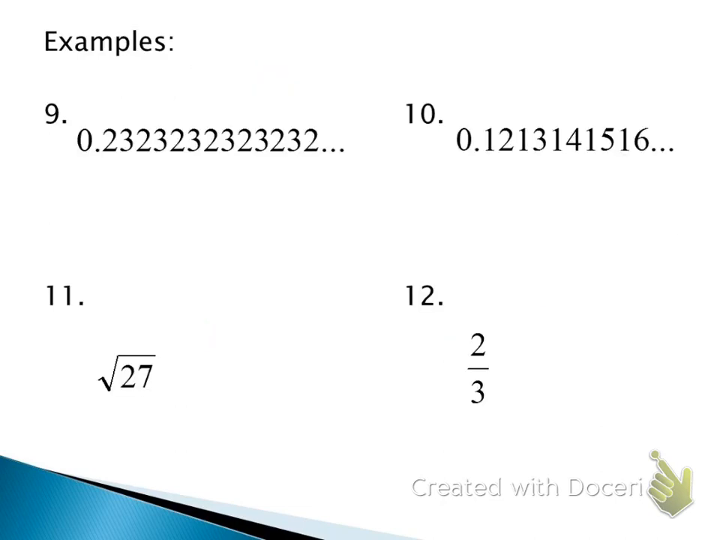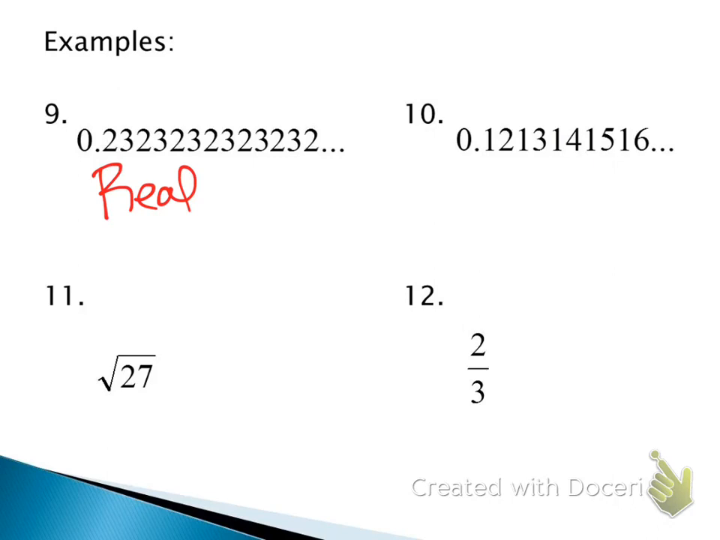Alright, our last group of examples. Number 9, we've got 0.23232323232323, going on and on and on. Nevaeh, what's the most general set? It's real. They're all real. Yes, it's real. Okay? But then we have to decide, is it rational or irrational?